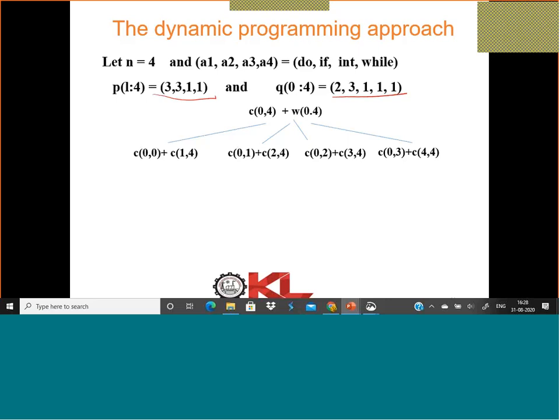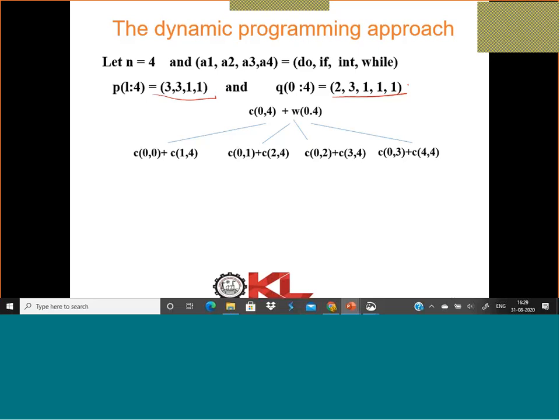So these probabilities are of successful search, and these probabilities are of unsuccessful search, how frequently you are accessing. Okay. So here, if you add up all these frequencies, 3 plus 3 is 6, 6 plus 2 is 8. So 8 successful searches you are performing, and 3 plus 2 is 5, 5 plus 3 is 8. 8 unsuccessful searches you are finding. 8 successful, 8 unsuccessful, total 16 searches you are performing. Okay. So here you need to construct the binary search tree, which is an optimal binary search tree. Okay. So here the cost of 0, 4 is nothing but the total cost.